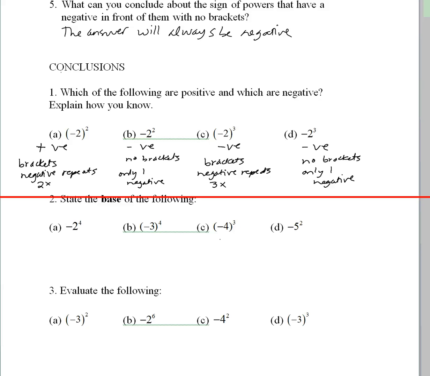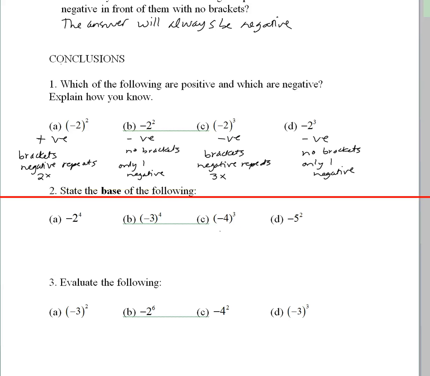For part B, the answer is negative. Why is that? Well, because it has no brackets. And when it has no brackets, the negative does not repeat, and there will only be one negative, so that will result in a negative answer. The third one, a little bit tricky. It has brackets, so the negative does repeat, but in this case, because the exponent is a 3, the negative repeats 3 times, which will result in a negative answer. The last one is negative. It has no brackets, which means there's only one negative sign. The negative does not repeat, and it will result in a negative answer.